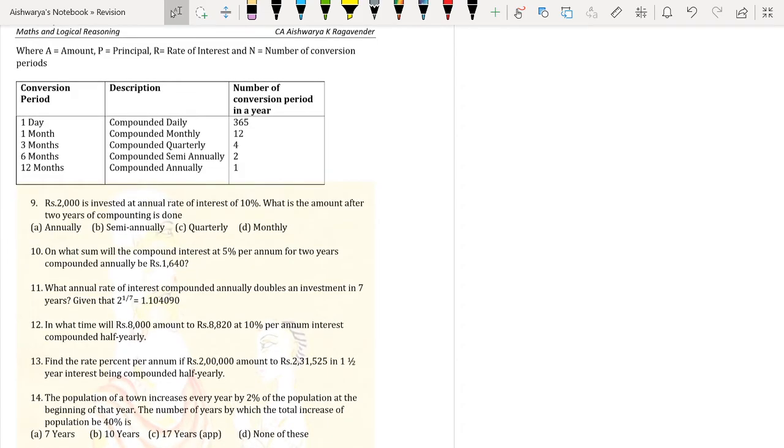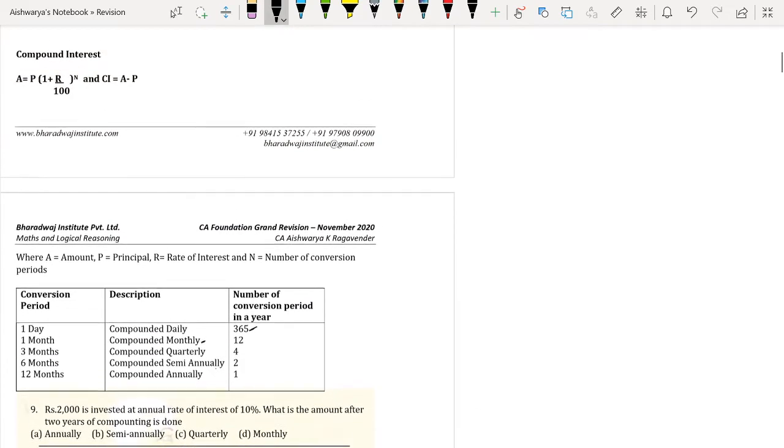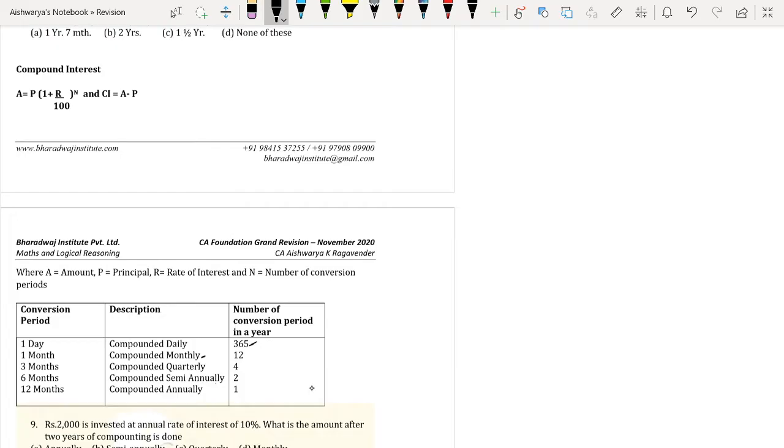Now there could be different types of compound interest. One is you can do the compounding every day, that is daily compounding, or you can do monthly compounding. You can do quarterly compounding, semi-annually or half-yearly compounding, or you can do annual compounding every year. Whatever it is, the formula for compounding is this: amount is equal to P into 1 plus R by 100 the whole power N, and your CI will be nothing but amount minus the principal.